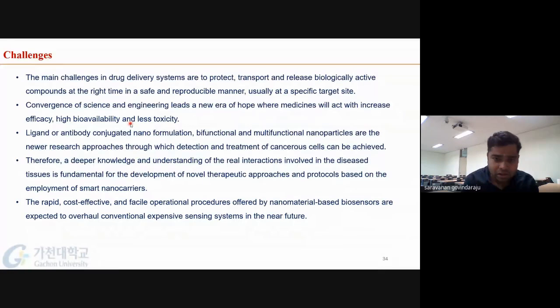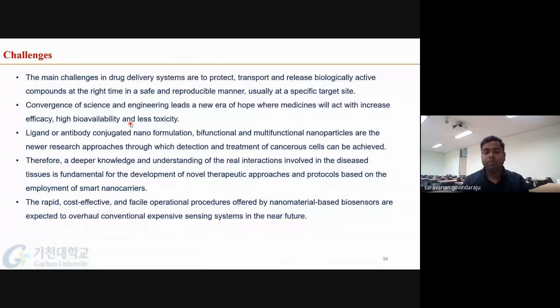For cancer or other drug delivery, or healthcare equipment like biosensors, it should be cost effective. So whatever devices you are manufacturing should be cost effective. It is very good for daily use or for the public. The rapid, cost effective and facile operation procedures offered by nanomaterial based biosensors are expected to overhaul conventional expensive sensing systems in the near future.